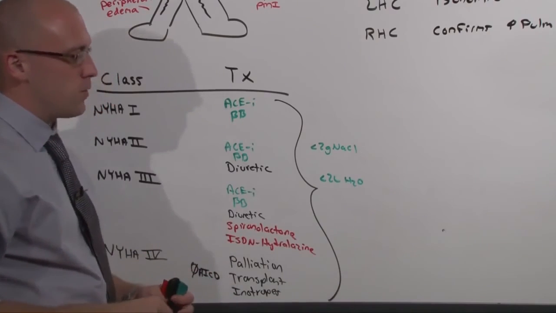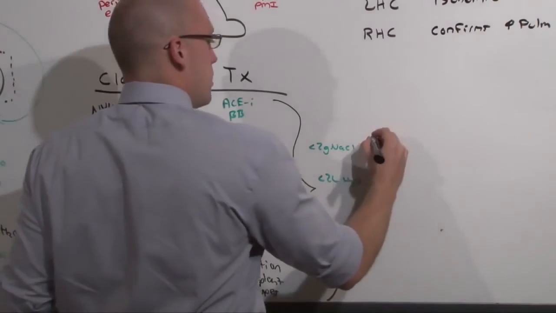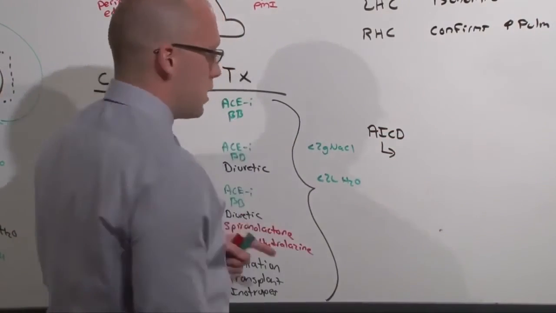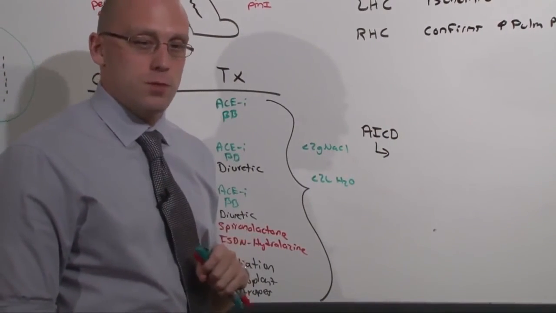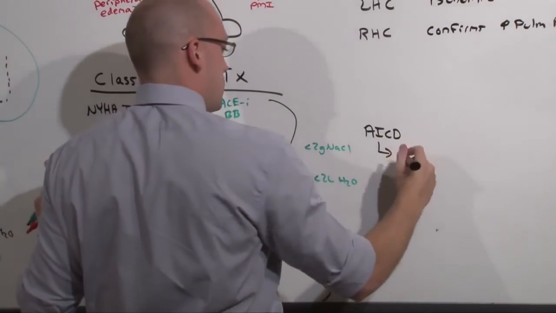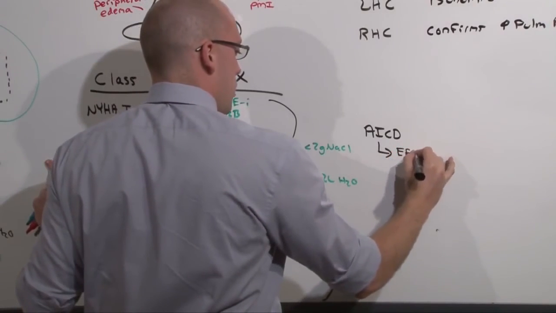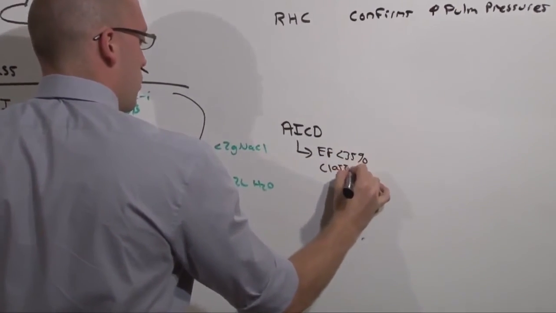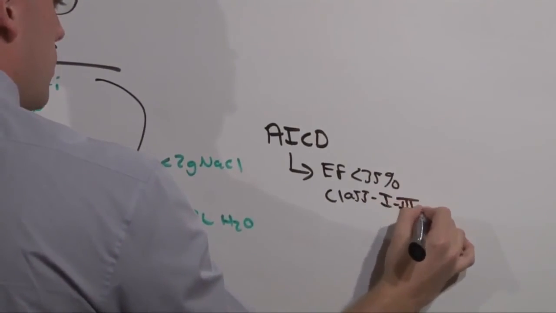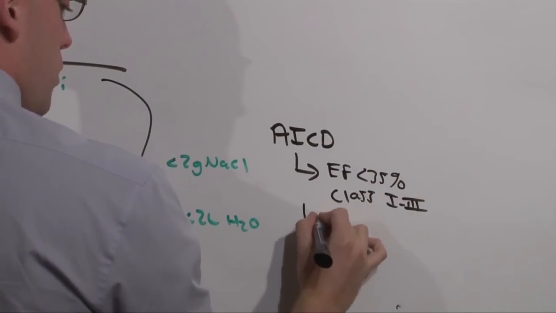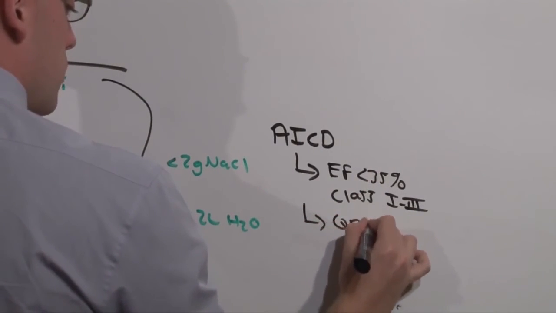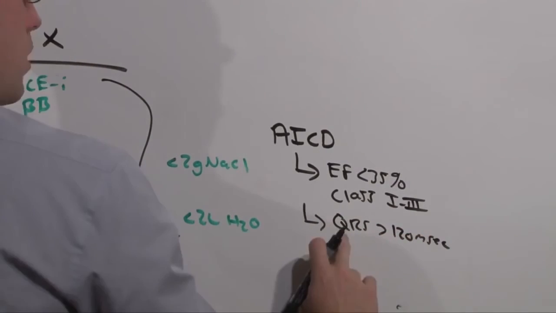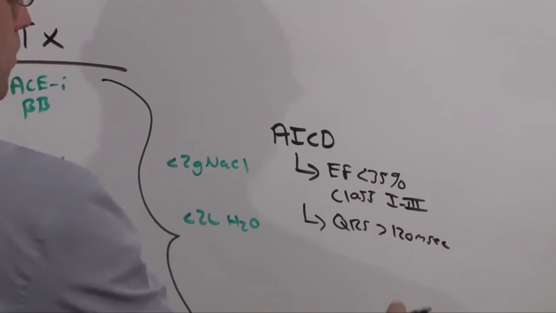The last thing for treatment we have to talk about is who gets an AICD, that is a cardiodefibrillator. As your ejection fraction reduces, you're at increased risk of particular ventricular arrhythmias. So people who get an AICD have an EF of less than 35% and who are class 1 through 3. You also get referred if you have a widened QRS complex in order to have resynchronization therapy.